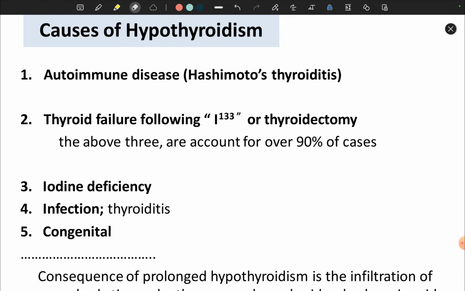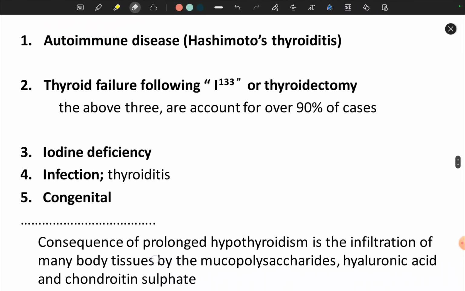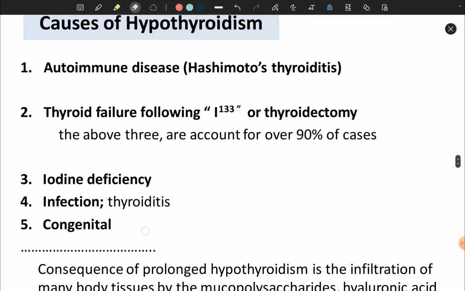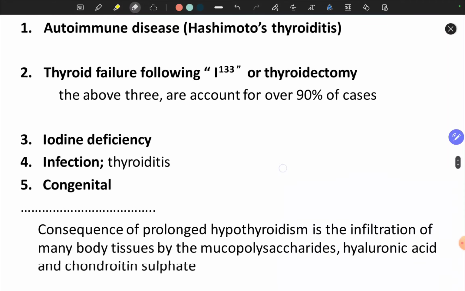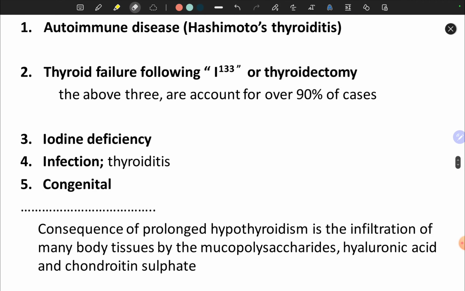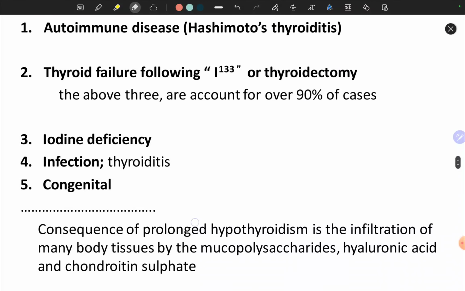People with chronic or long-term hypothyroidism, they have what? They have some change in their skin due to prolonged hypothyroidism and infiltration of some molecules like glycosaminoglycans, hyaluronic acid, chondroitin in their skin, so that's why they develop pale skin and less attractive skin.